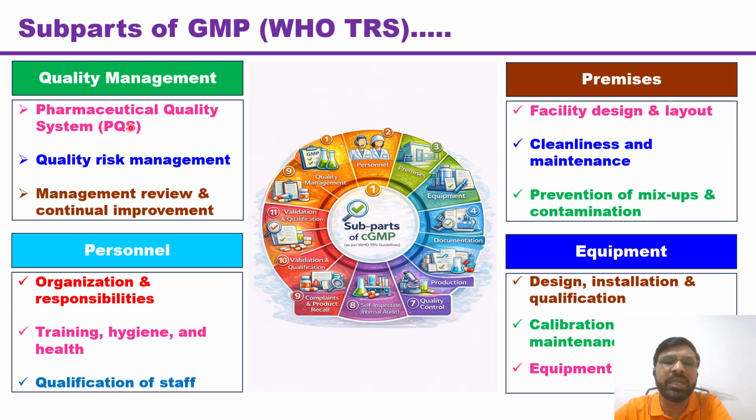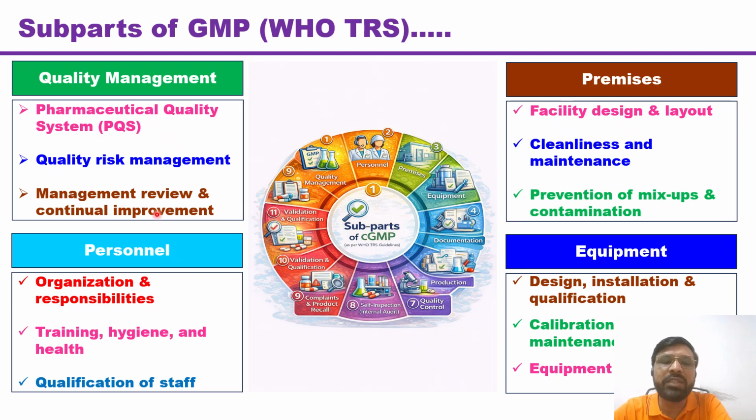Pharmaceutical quality system is very important to maintain the quality of the products. Quality risk management nowadays is a very important tool. If we use quality risk management, we can avoid the risk associated with the product, risk associated with the system, so that we can avoid market complaints or blunders or accidents.